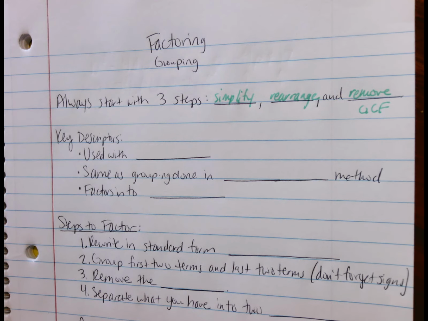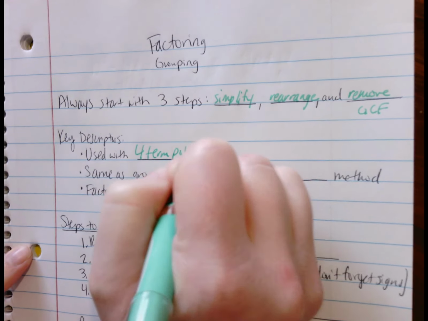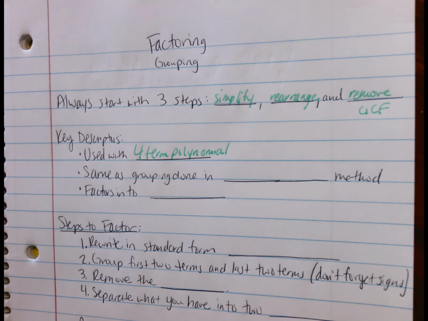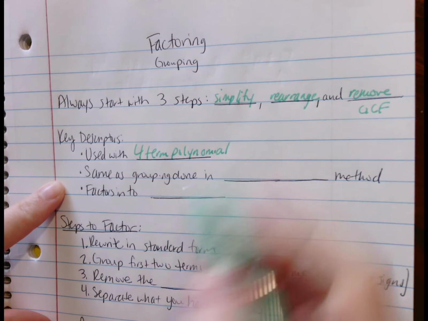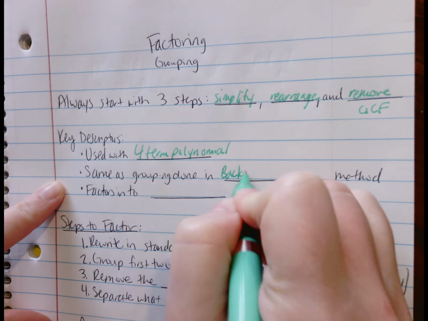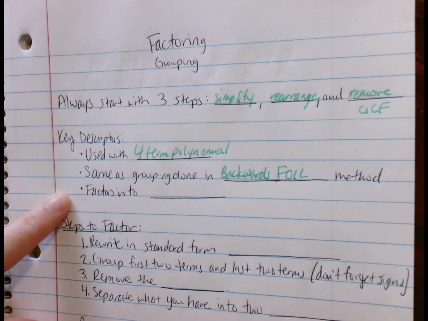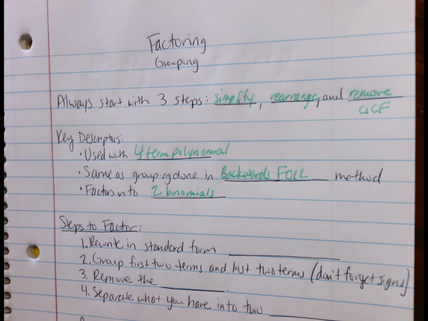All right, so there are 3 things that we need to remember about grouping. It's used with a 4-term polynomial, okay? It's the same as the grouping that's done in the backwards FOIL method, okay, that we just did last week. And it's going to factor into 2 binomials. Okay, so it's a 4-term polynomial, same exact grouping process done as before, and it's going to factor into 2 binomials.